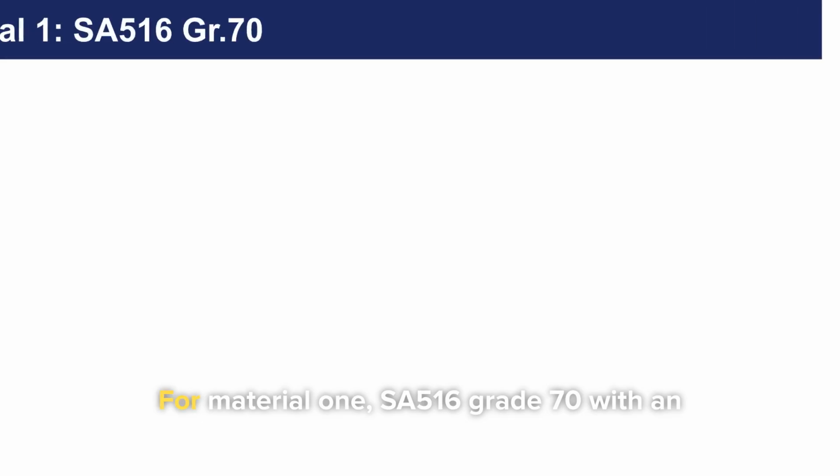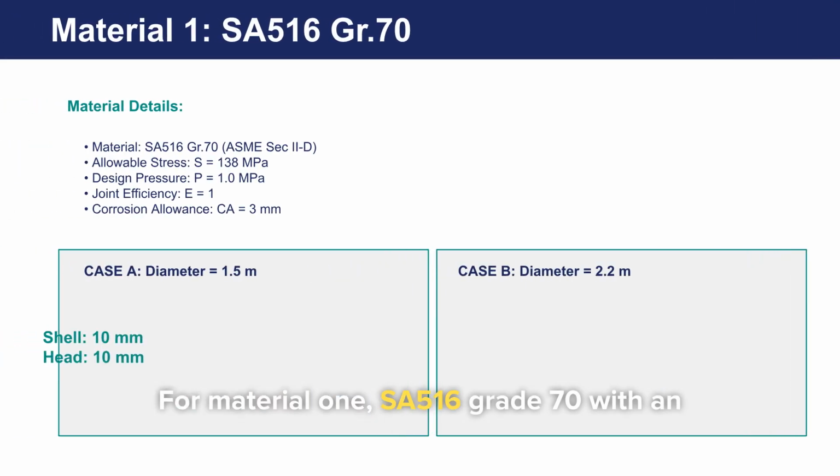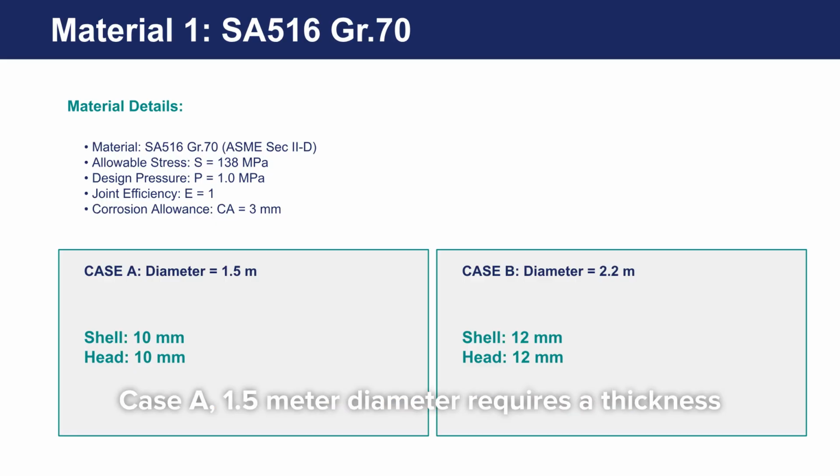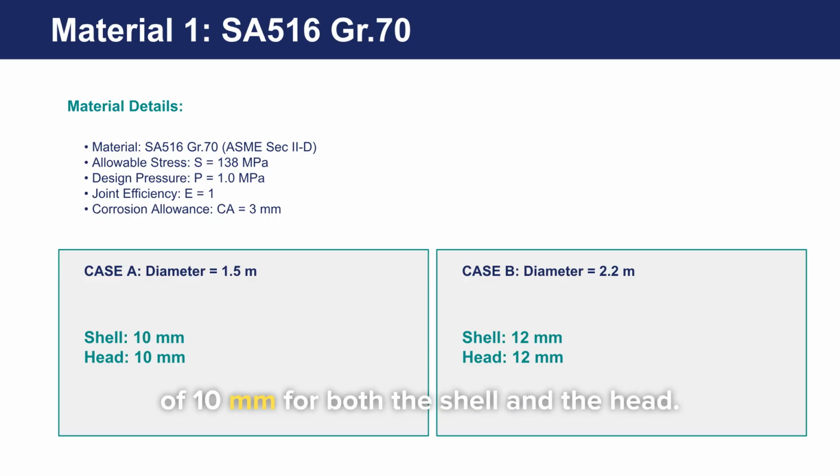For Material 1, SA 516 grade 70, with an allowable stress of 138 megapascals. Case A, 1.5 meter diameter, requires a thickness of 10 millimeters for both the shell and the head. Case B, 2.2 meter diameter, requires a thickness of 12 millimeters for both the shell and the head. The calculation is presented below.